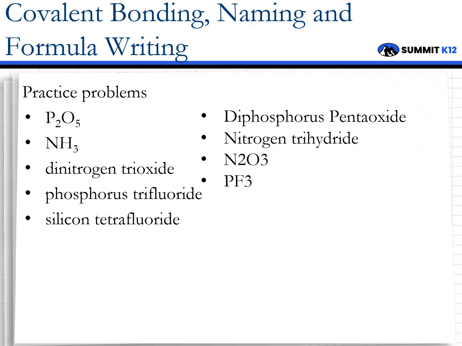Right. The element symbol for phosphorus is P. The element symbol for fluoride is F. And we have 3 fluorides, so we put a subscript of 3. Now finally try the last one.